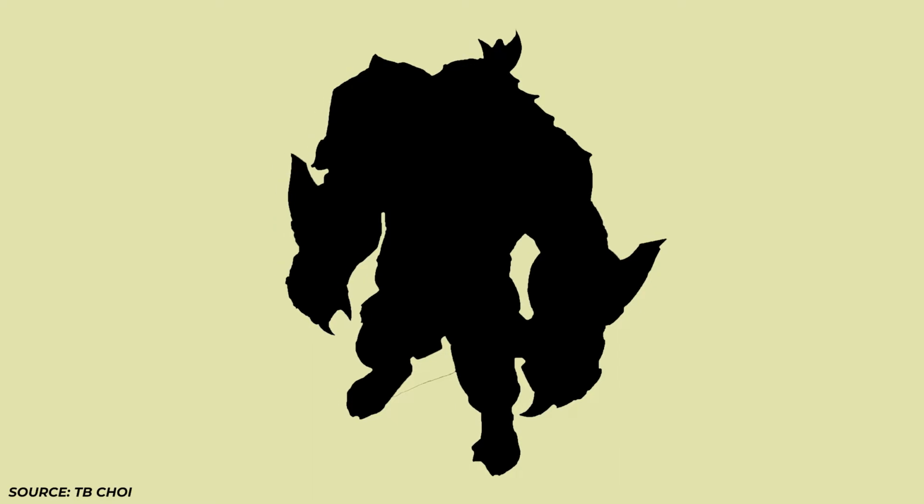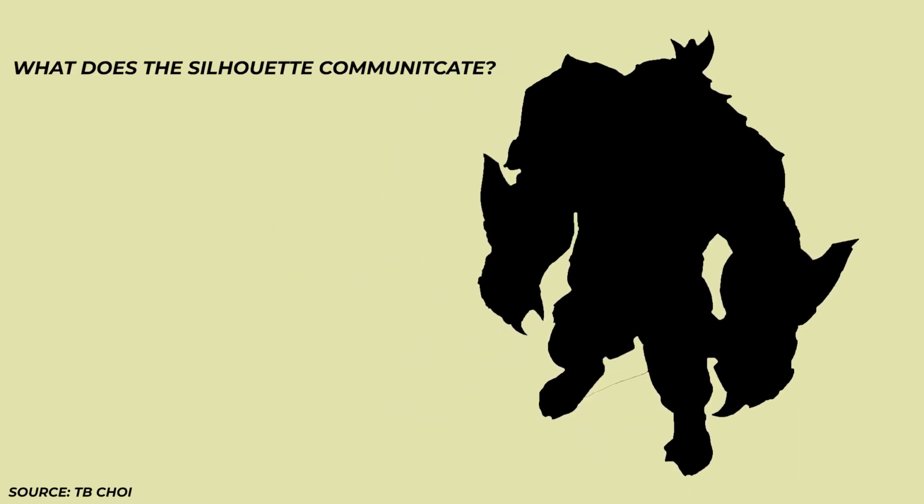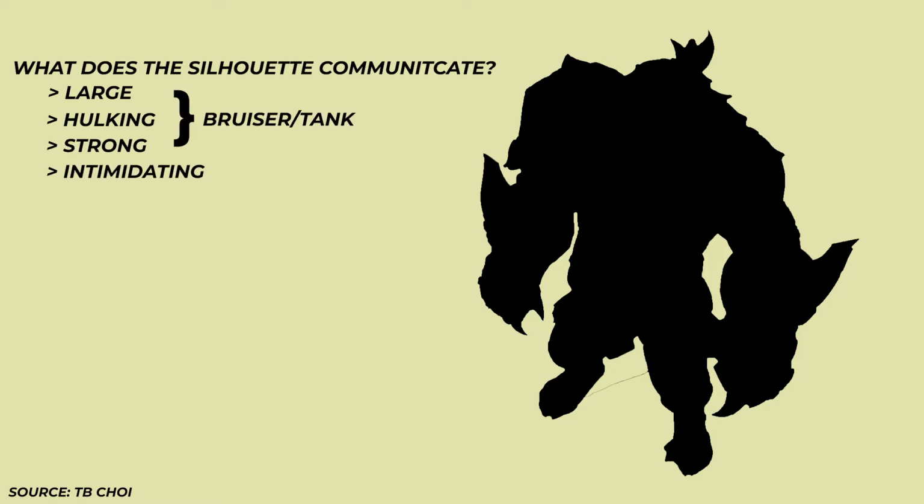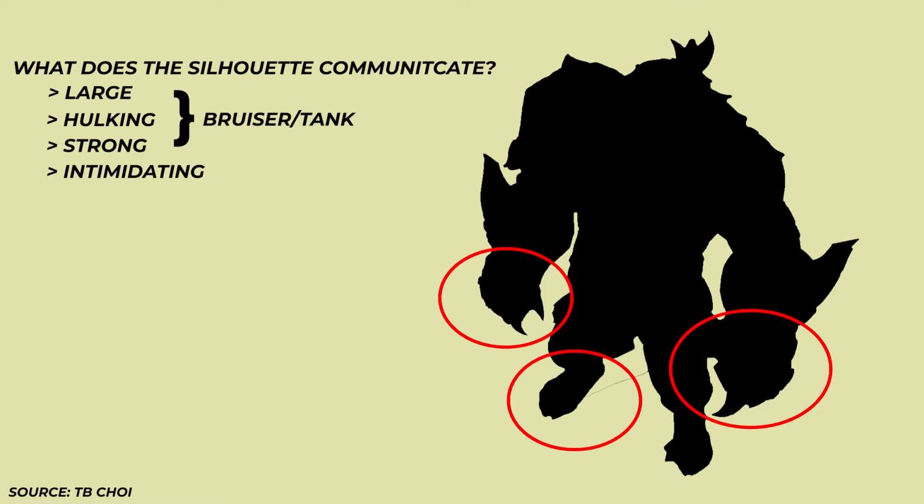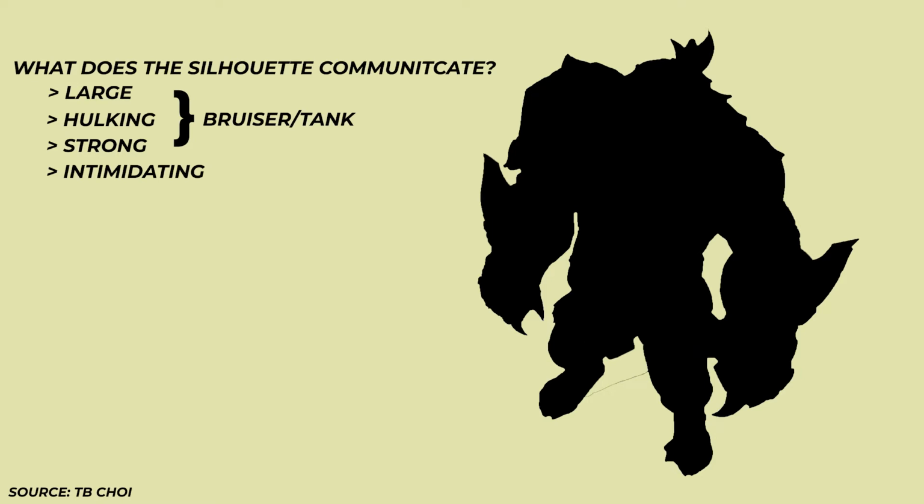Alright, let's first take a look at a character design by TB Choi. I've taken a design that she has done and turned it into its basic silhouette. What can you gather just from looking at this silhouette? For me, I can imagine that this character is likely large, hulking, and strong. A little bit intimidating, probably. The indication of sharp claws and paw-like feet probably communicate that this character likely isn't human.